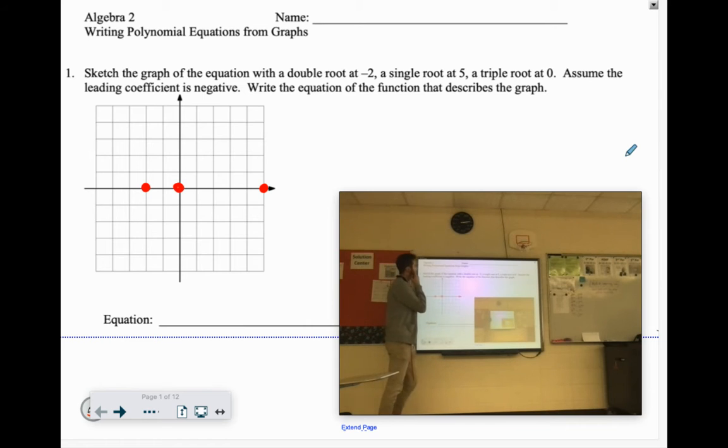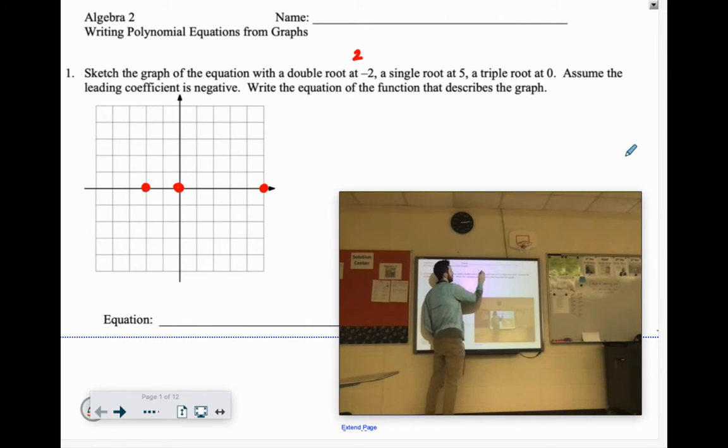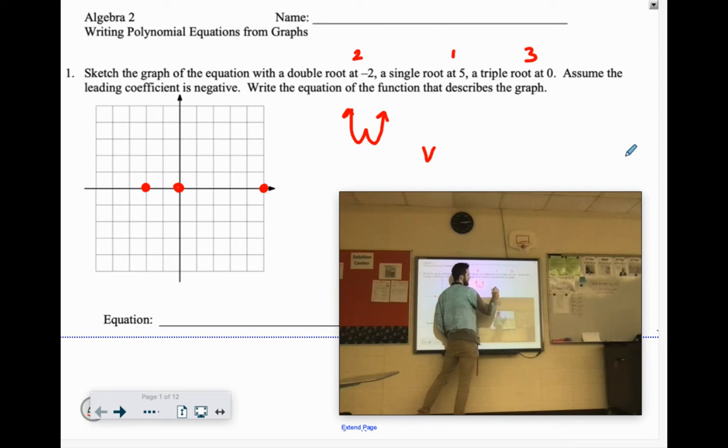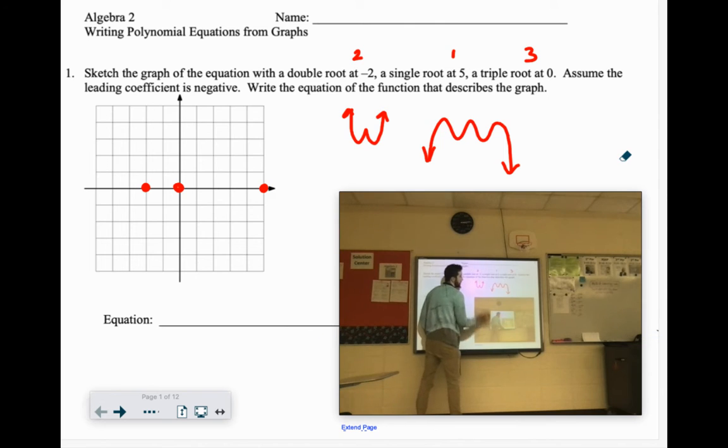So let's see how many roots there are. There's 2 here, 1 at 5, and then 3 at 0. So that would give us 6 total, which makes it an even polynomial. And remember, even ones start and end in the same place, but this one says that the leading coefficient is negative. So it might look something like that. It's going to start low and end low.